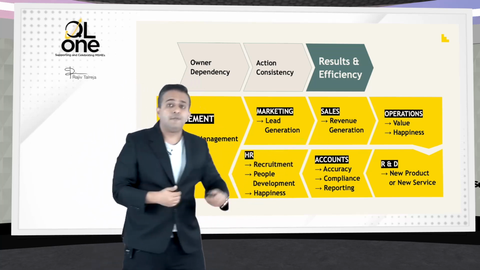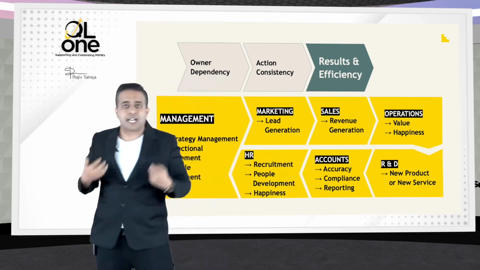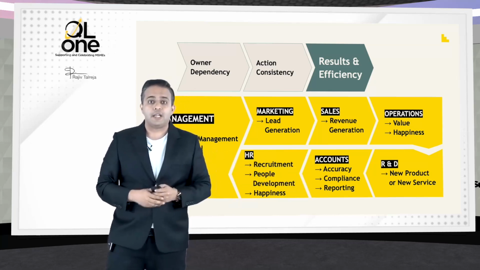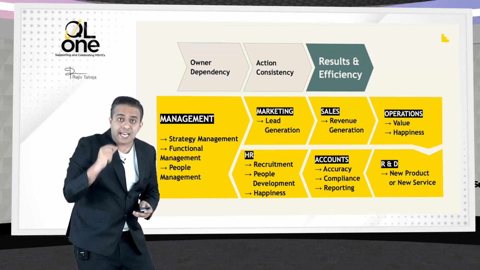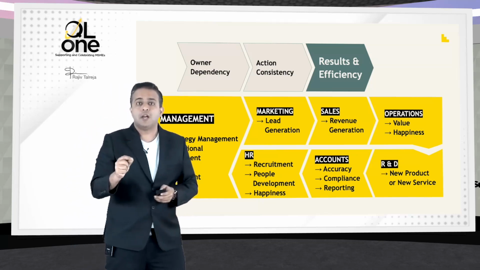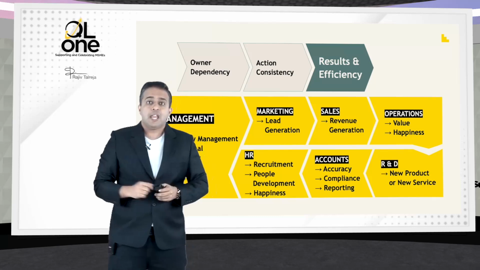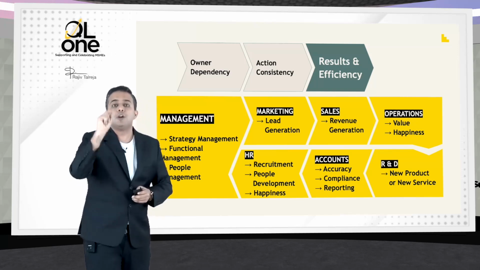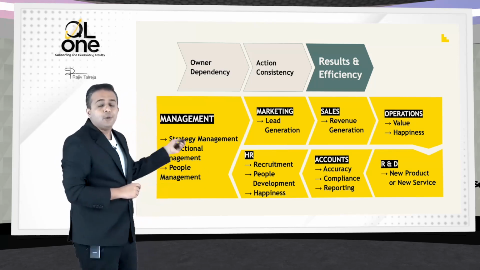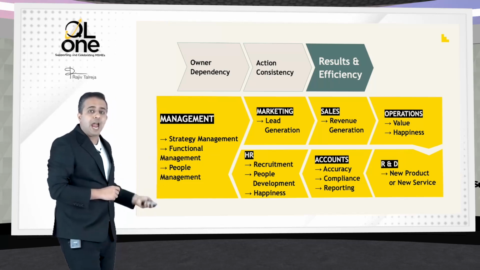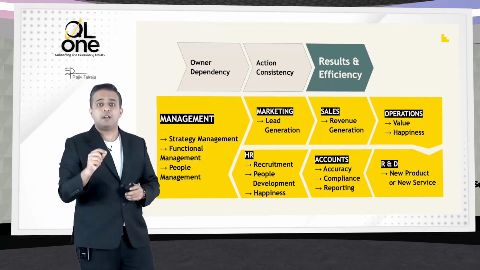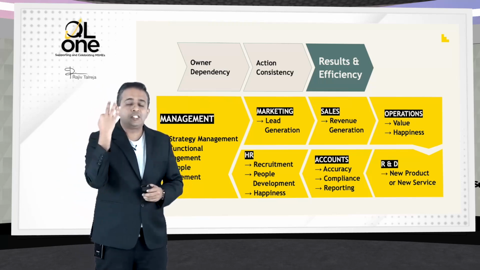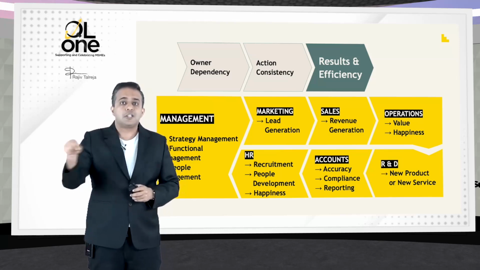Evaluate the effectiveness of the new product or service. Is the market accepting that new product or service or rejecting it, to know the result and efficiency of R&D. Evaluate accuracy, compliance and reporting individually for accounts to know the result and efficiency of accounts. Evaluate recruitment, people development and employee happiness individually for HR to know the effectiveness of HR. Evaluate strategy management, functional management and people management individually for management to know whether the result and efficiency of management is high. I want you to use these three parameters and do a functional assessment.